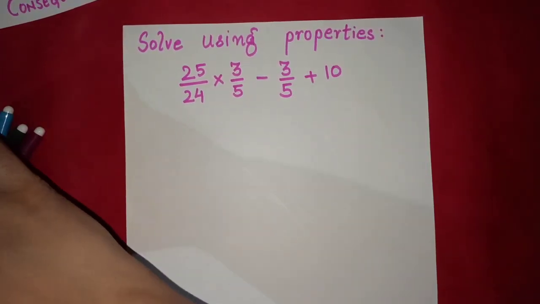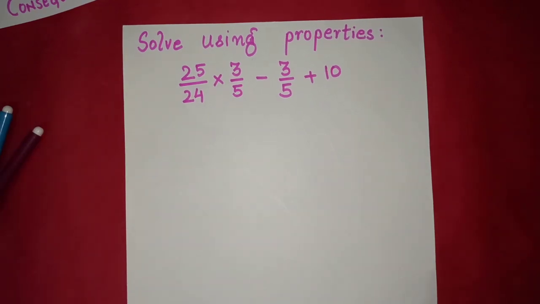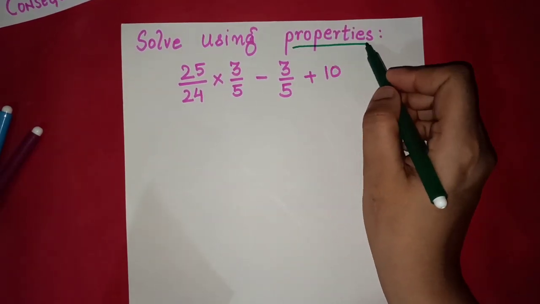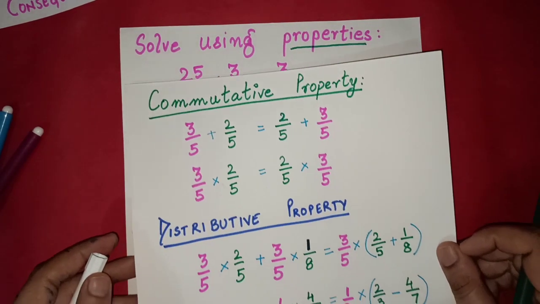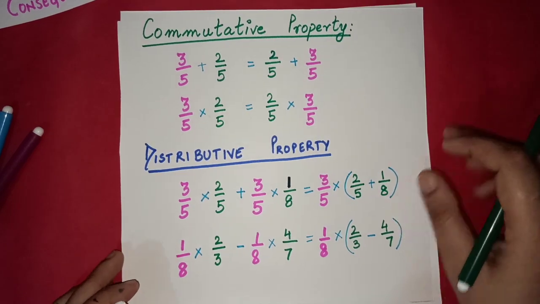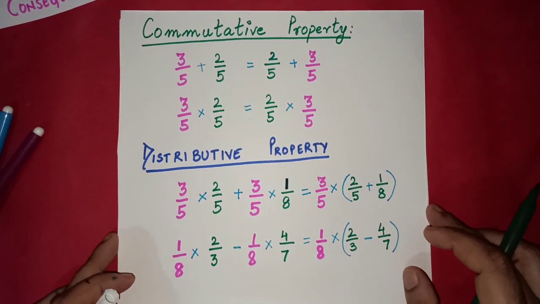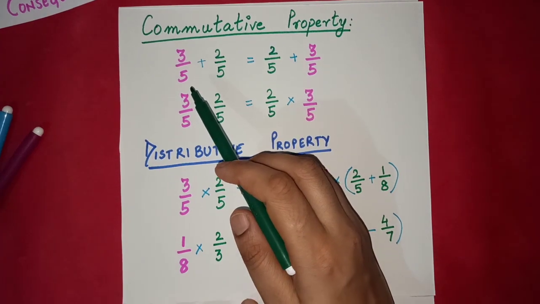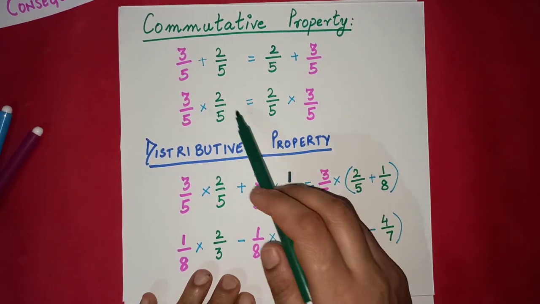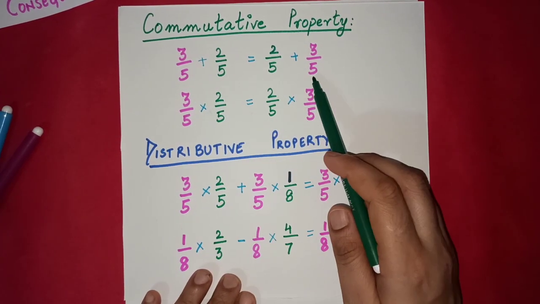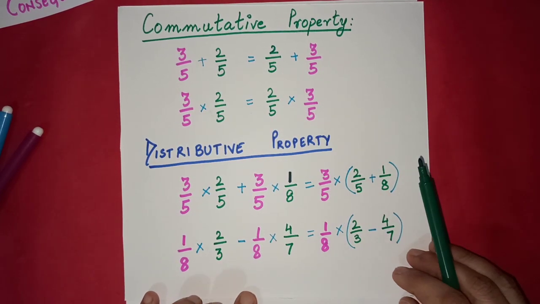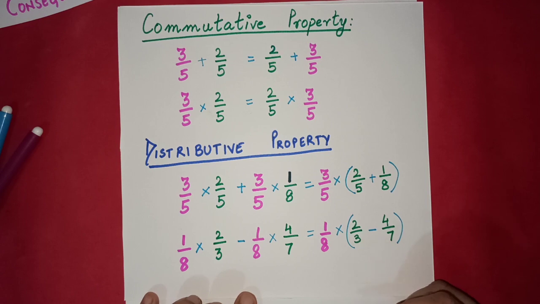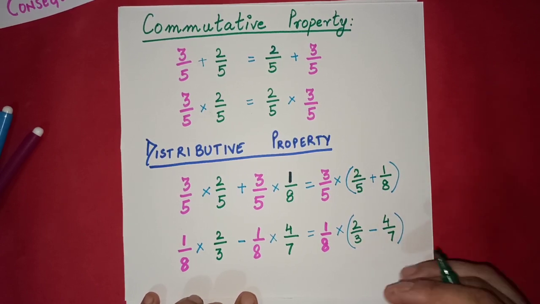So now in the problem we have been given that we have to solve this using some properties. So what are the main properties of rational numbers? Let us see them. We have the commutative property in which we can change the order in addition and in multiplication. You can see the order has been changed, and here also we can change the order. But it's not applicable in division and subtraction.